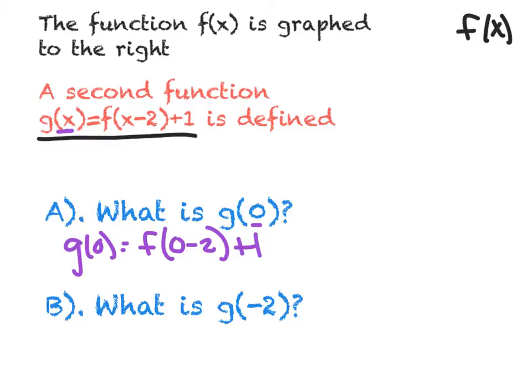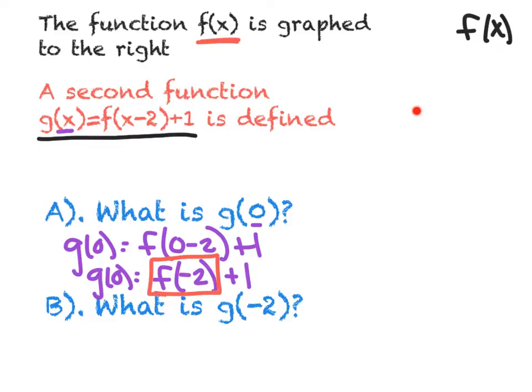Now I can clean that up a little bit. G of 0 is equal to f of, well, 0 minus 2 is -2, plus 1. Okay, so now I'm just going to do order of operations. I'm going to find f of -2. Well, anytime I say f, I'm going to use the graph. F of -2, so I'm going to substitute -2 in, and my output happens to be -2. Plus 1 is equal to -1. So let me say that for you one more time. I'm going to go to -2 on the x-axis. The output also happens to be -2. And then I'm going to say plus 1 to get my -1.